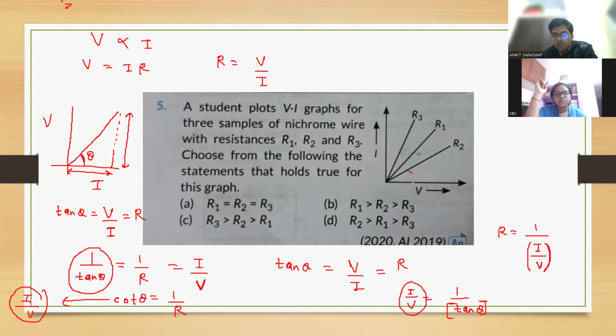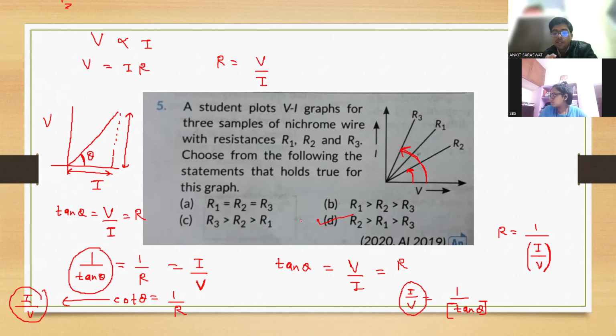Here the slope is more, so our answer will be option D. What is the right answer? Option D. Okay. Clear? Is this answer given in your answer book? Yes, sir. Understood? Simple. I just did 1 upon tan theta. Then 1 upon tan theta is cot theta, which is the reciprocal of V versus I.